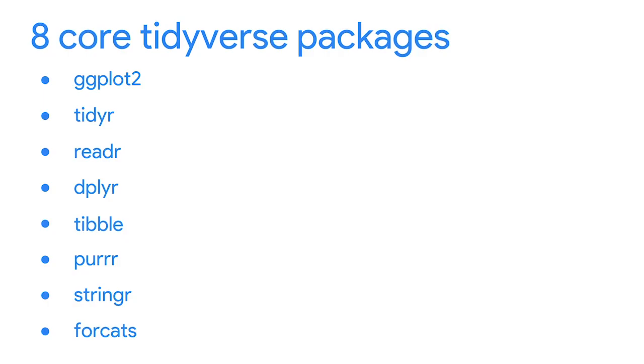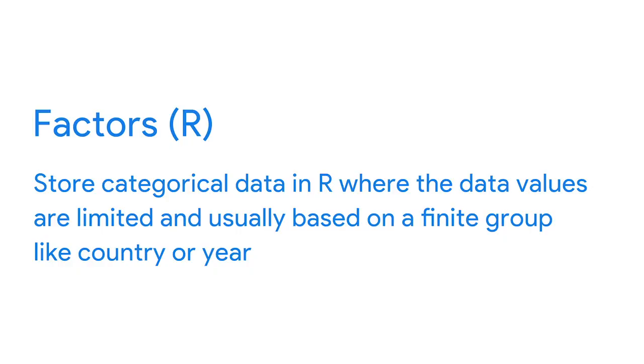The other 4 packages are definitely useful too, but you might not use them as often. Tibble works with data frames. Purrr works with functions and vectors, helping make your code easier to write and more expressive. stringr includes functions that make it easier to work with strings. Forcats provides tools that solve common problems with factors. As a quick reminder, factors store categorical data in R, where the data values are limited and usually based on a finite group like country or year.